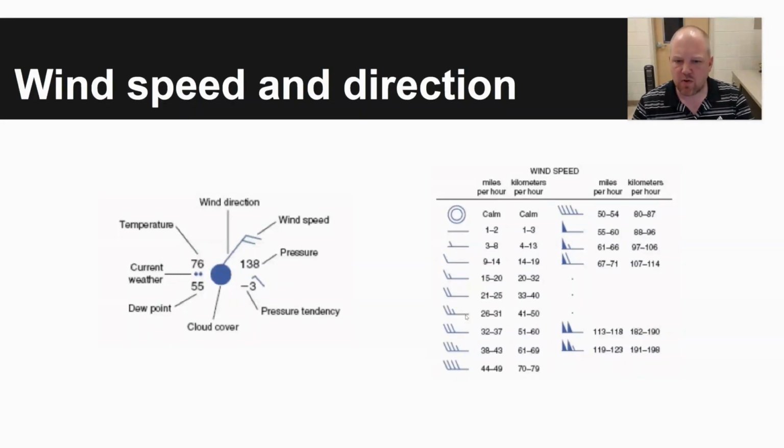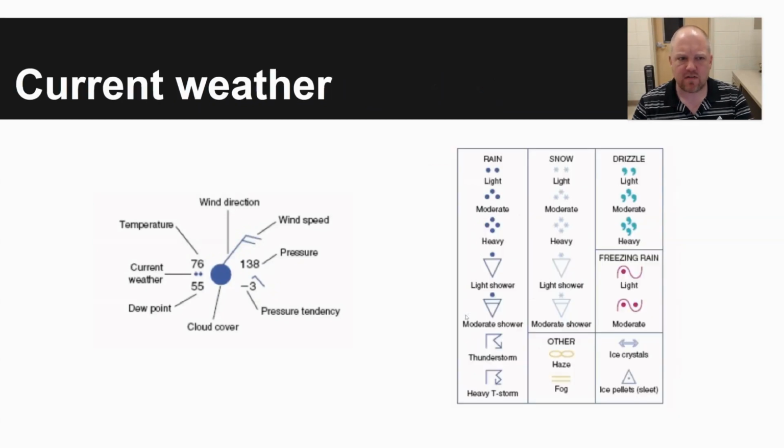Long bars, which you see pretty frequently, represent 10 miles per hour or 10 knots. Short bars represent 5 miles per hour or 5 knots for the most part. Triangles represent extreme winds that we're not too likely to see. If there is no arrow coming off of a circle, that means you have no wind speed or direction.